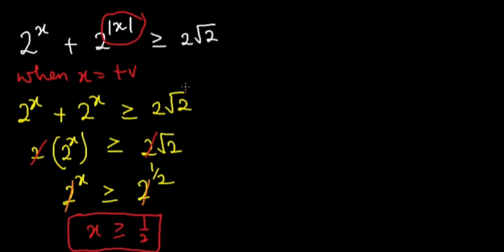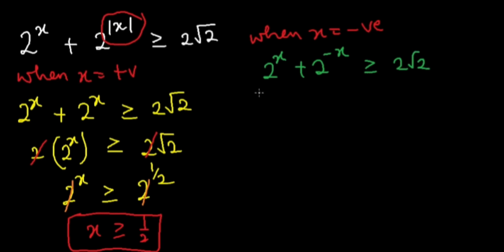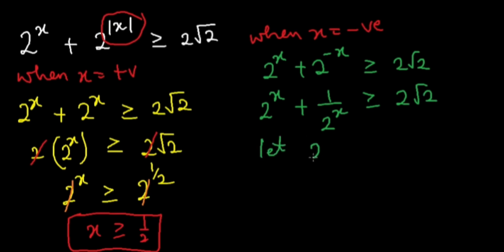Okay, now what if when x is negative? When x is negative, that means we're going to be having something like this: 2 power of x plus 2 to the power of minus x greater or equals to 2 root 2. In that case I will have 2 raised to power x plus 1 over 2 raised to power x greater or equals to 2 root 2. Alright, so let's let 2 raised to power x be equals to b.